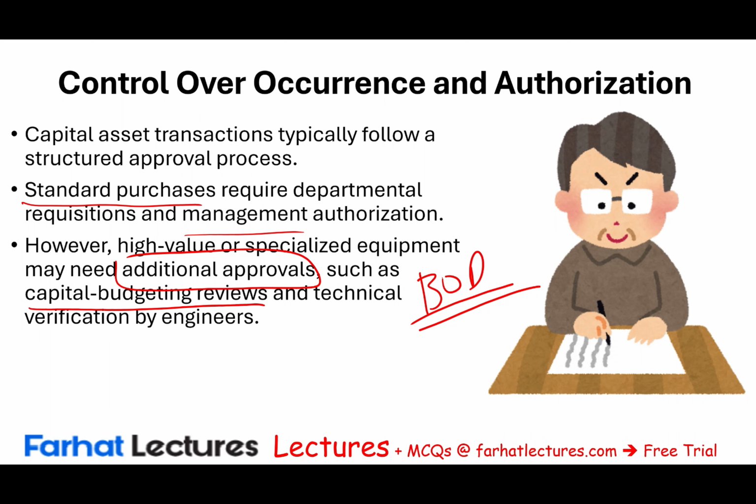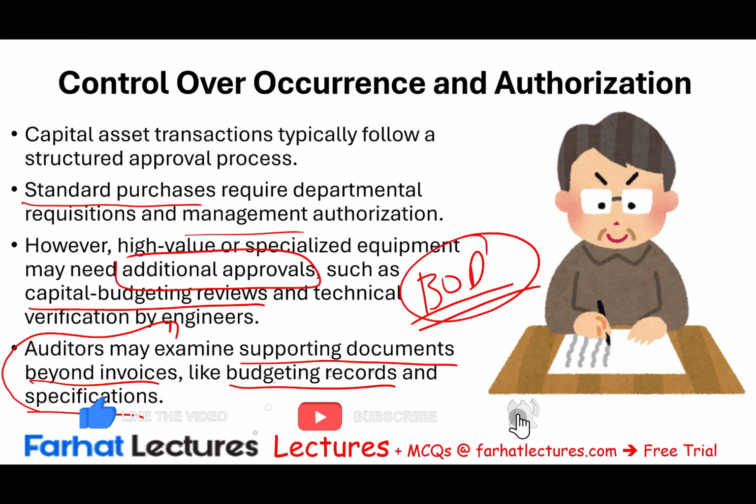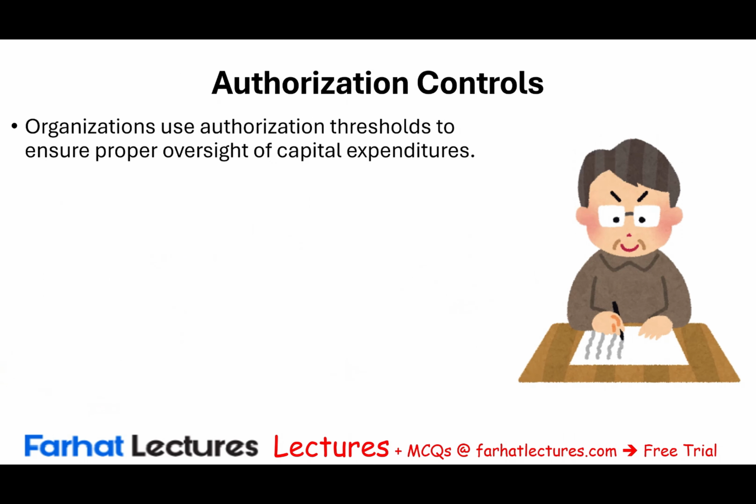So this makes it easier for the auditor because we have support and documentation beyond the invoice, like the budgeting record, the specification by the engineer, the board of directors meeting to tell us that yes, a transaction took place, it was approved by one of these individuals or one of these groups. The authorization is pretty straightforward. The company will have a threshold for authorization. So for example, anything above 50,000, it has to go to the board of directors. This makes it easy for you.